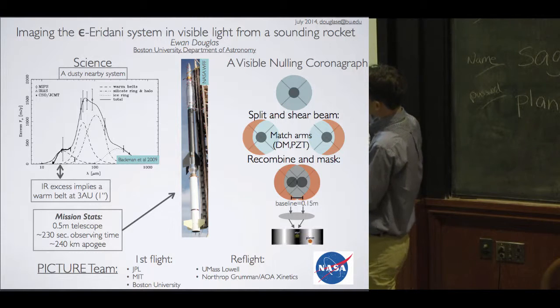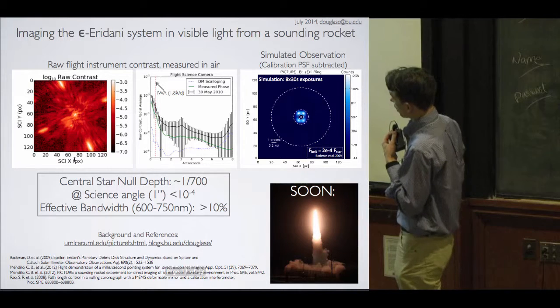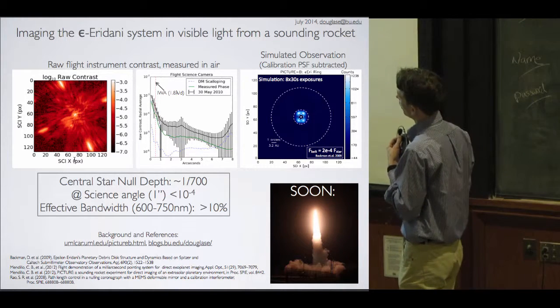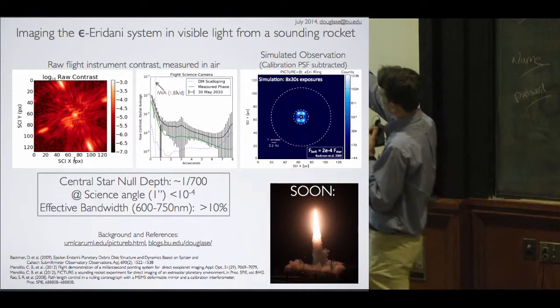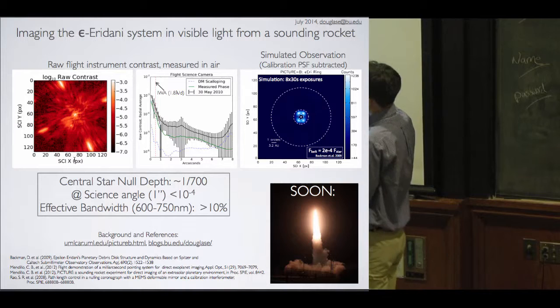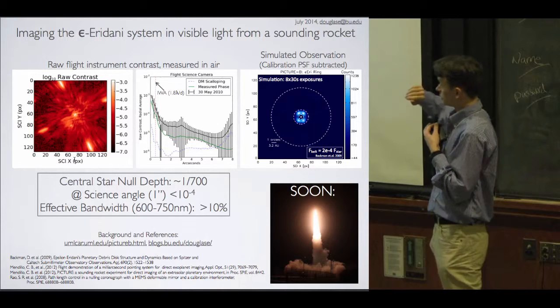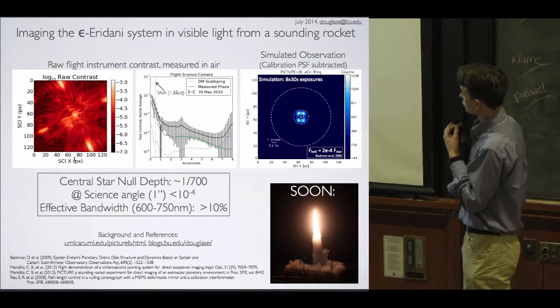So on the left is white light raw contrast measurements from the lab in air from this summer. As we calibrate the instrument, the radial average in the middle shows that in our science region, we're reaching 10 to the minus 4 raw contrast. That's limited by air turbulence and some misalignment in our LOWFS stop.